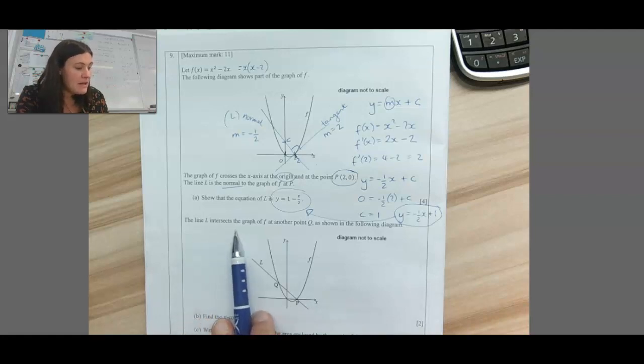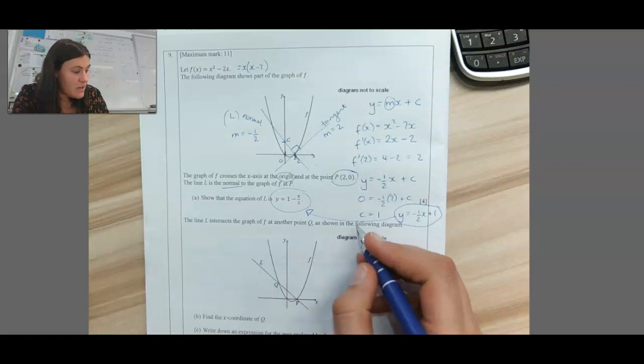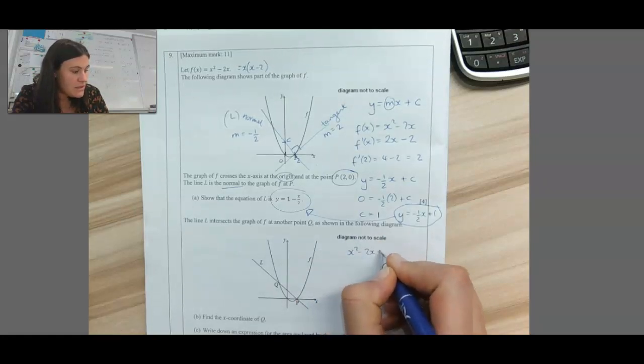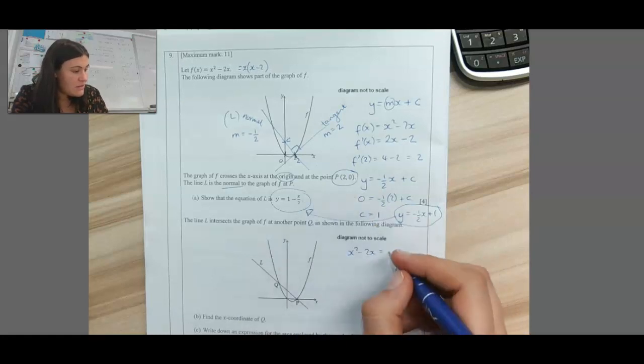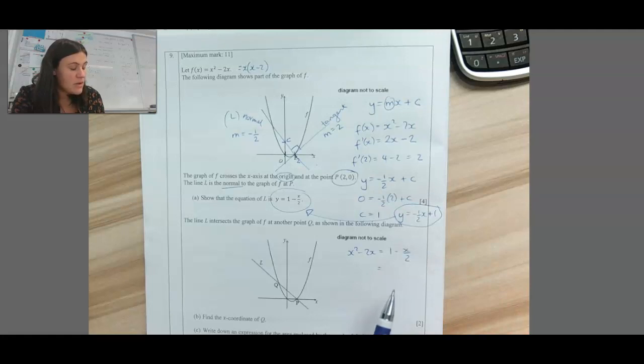Okay, the line L intersects the graph of f at another point Q shown in the following diagram. Find the x-coordinate of Q. All right, we can use a calculator to do this, or we can solve it by hand. So we know the equation of f is x squared minus 2x. We know the equation of this, it's 1 minus x over 2. So we can multiply up to get a quadratic.